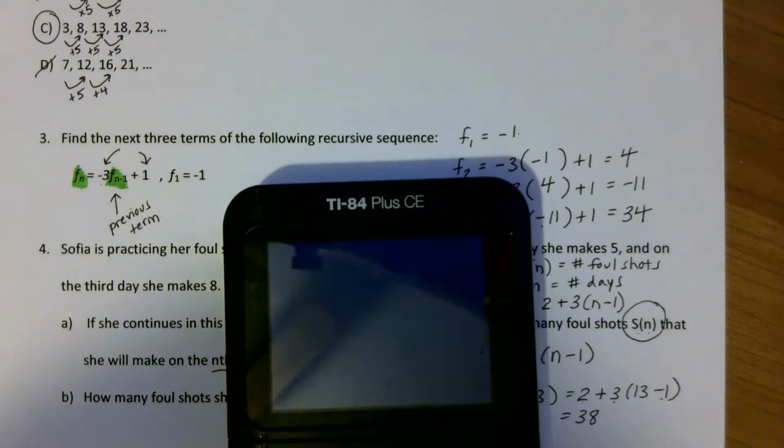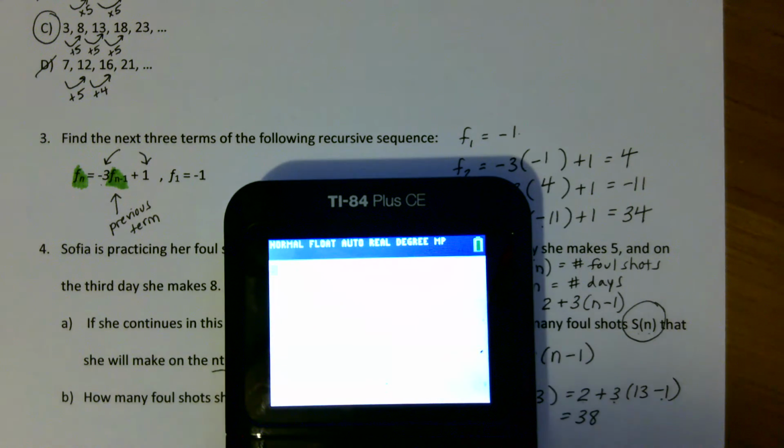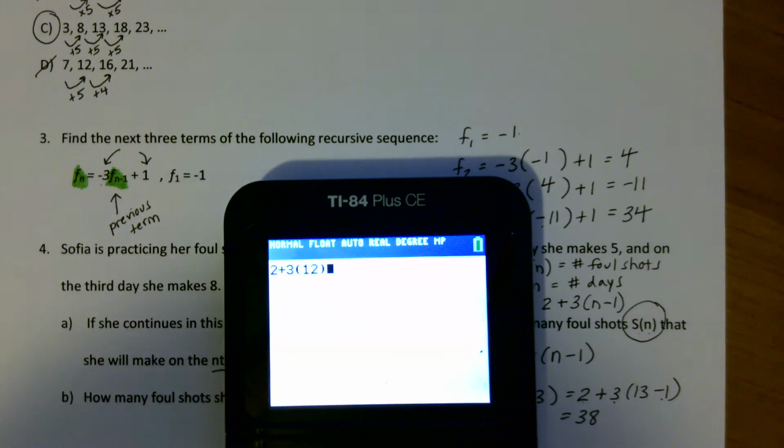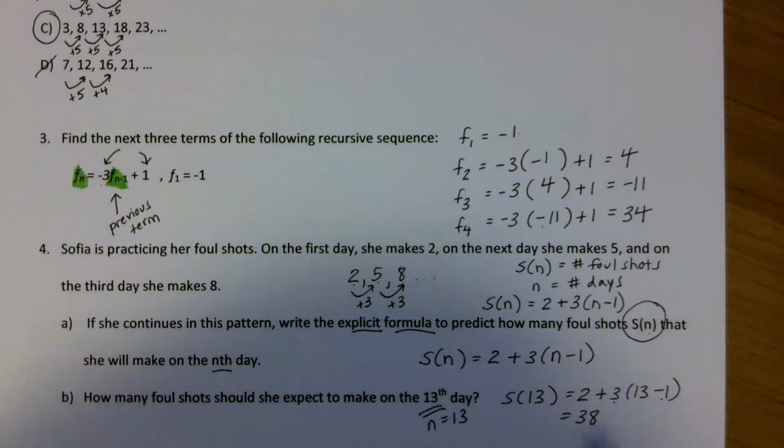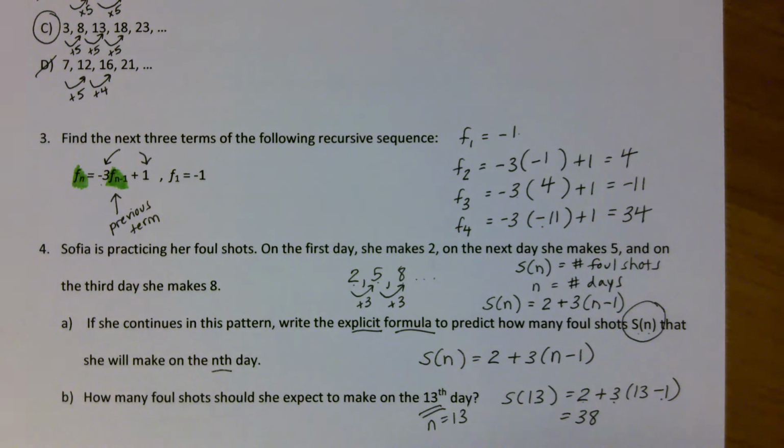Or you could grab your calculator, go to your display, and just type that in. 2 plus 3, parentheses, well, 13 minus 1 we know is 12, and that gives us 38. So on the 13th day, she would expect to make 38 foul shots.